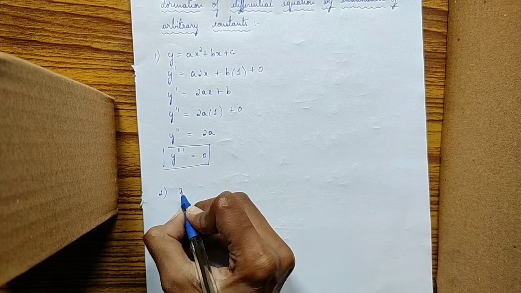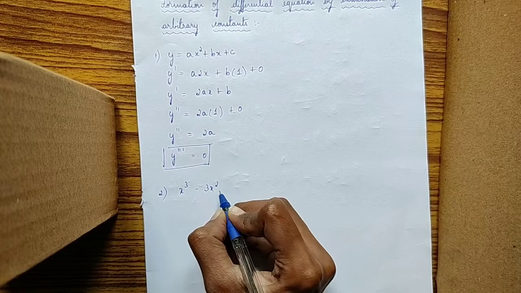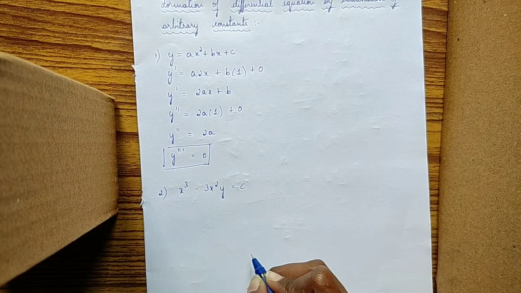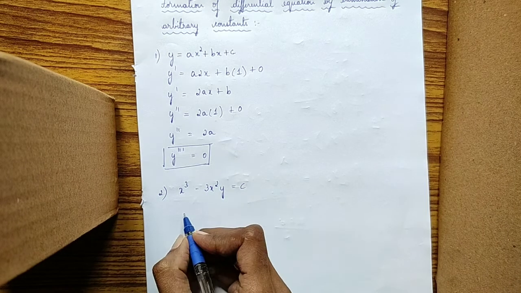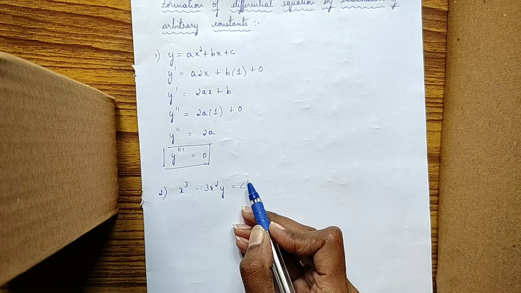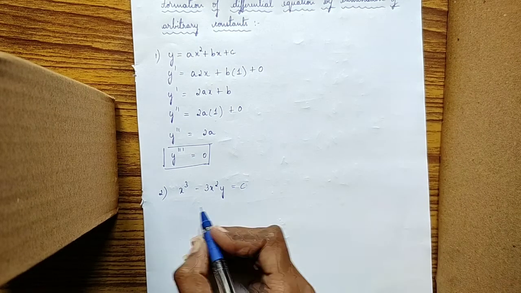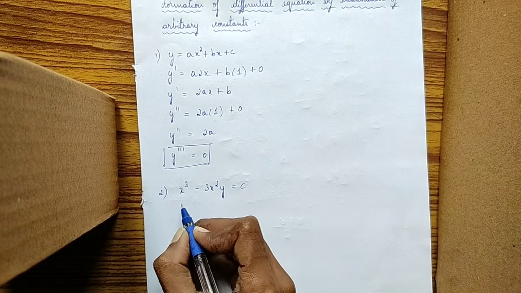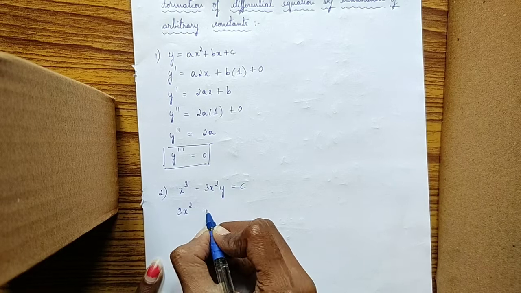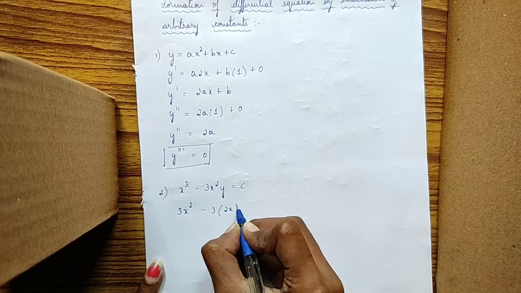We have (x³ - 3x²)y = c. Here, how many constants do we have? We have only one constant. That means a single derivative will be enough to eliminate this constant. So let us differentiate this with respect to x. We get 3x² minus 3 into 2x.